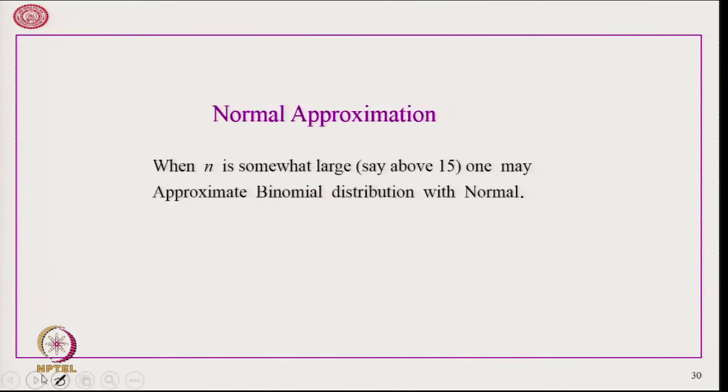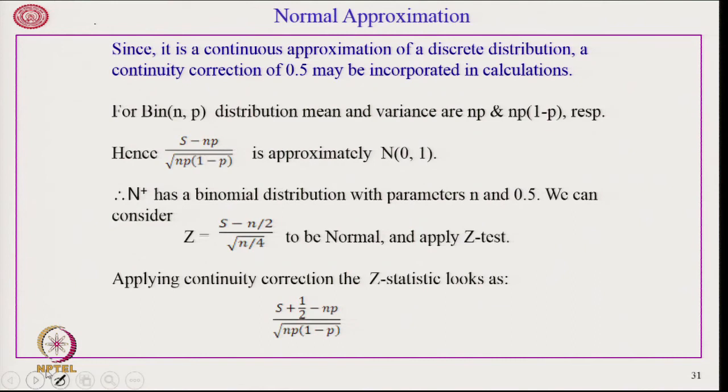Now, we can do normal approximation, because we know from central limit theorem that if the number of observations is somewhat large, then we can approximate it with normal. In this case, typically if the value is greater than or equal to 15, then we try to approximate the binomial distribution with a normal distribution. In order to approximate any distribution with normal, we need to understand what is going to be the mean and standard deviation of the random variable. In case of a binomial n, p, we know that the expectation is equal to np and the variance is equal to npq, or np into 1 minus p. Therefore, the standardized variable is S, where S is the statistic. In this case, we have taken n plus.